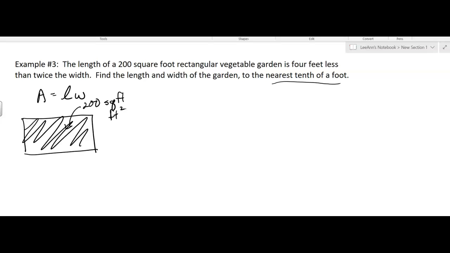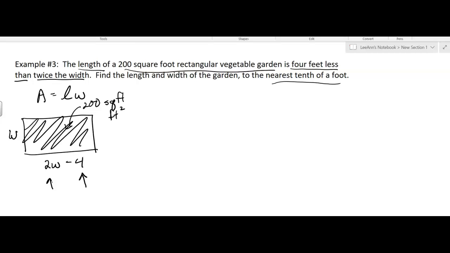All right. Then it says the length of this rectangular garden is 4 feet less. So the length is minus 4 feet less than twice the width. So if this is my width, I'm going to make this 2w. So 4 feet less than twice the width. Okay, that's the tricky part.